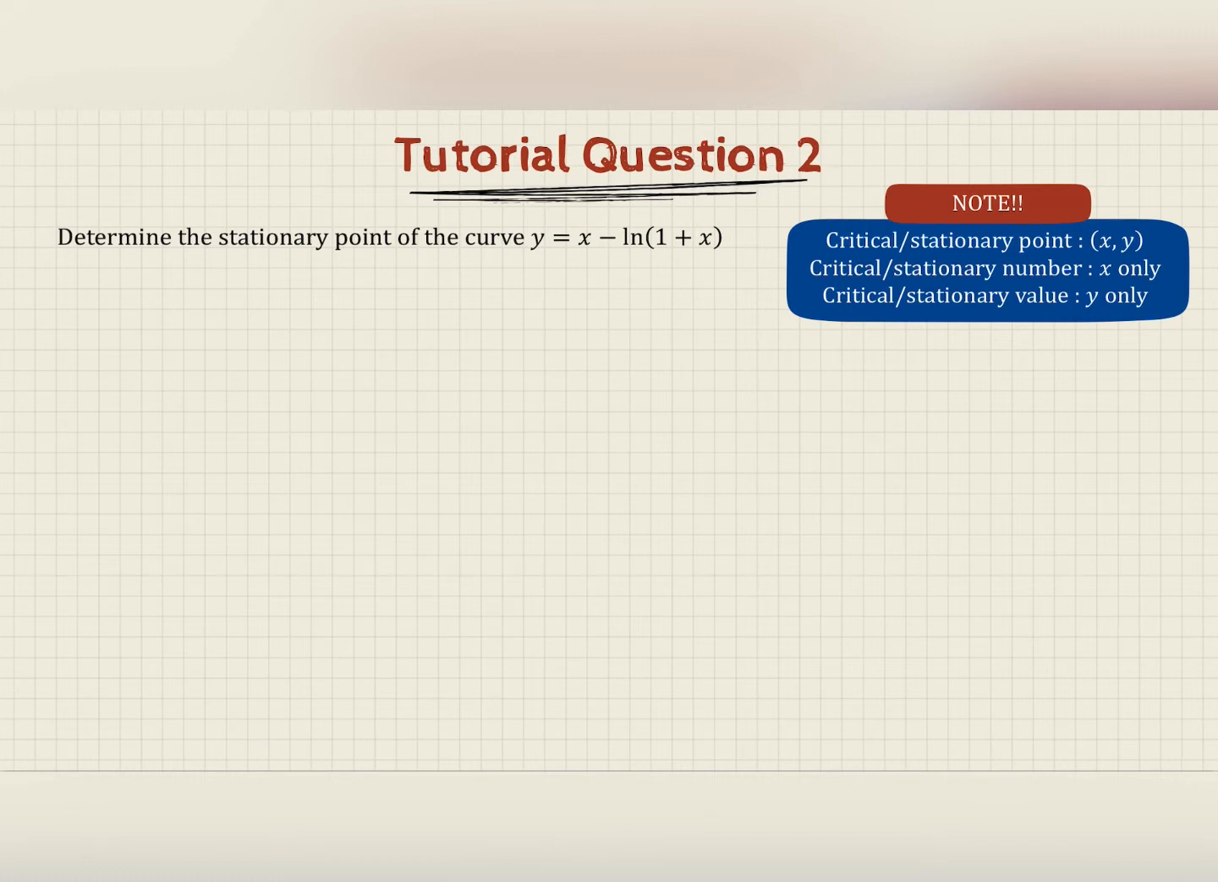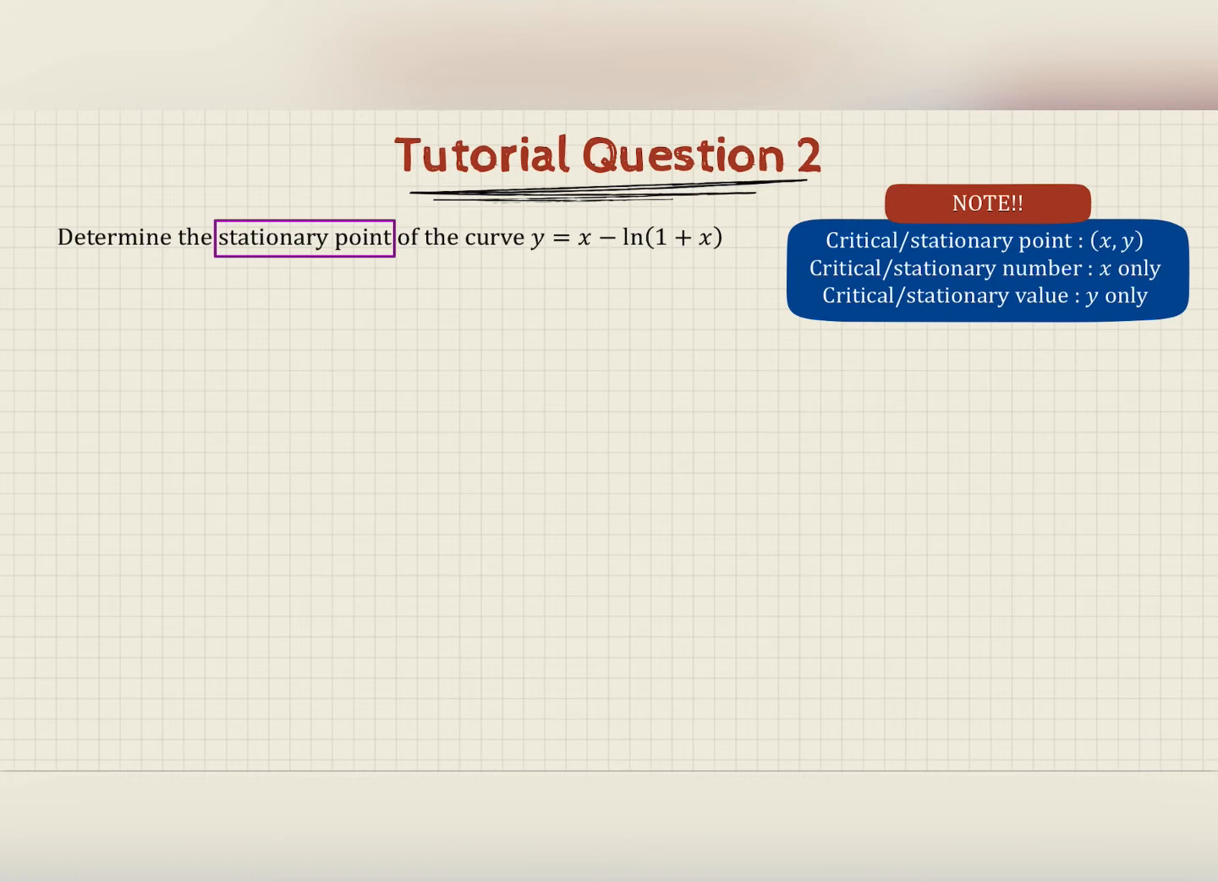Okay, so this question state determine the stationary point of the curve y equals to x minus ln 1 plus x. Okay, here is the note. If the question state or mention critical or stationary point, so bila point, that means we are going to find the answer in terms of coordinate. So x dengan y lah kita kena cari.